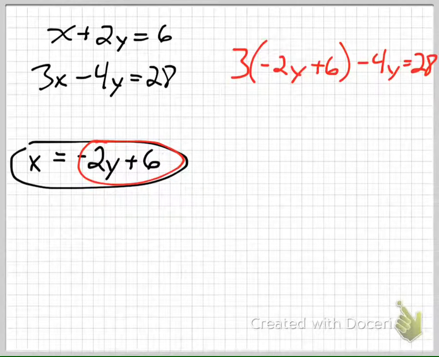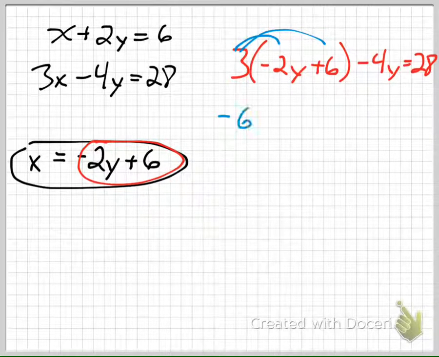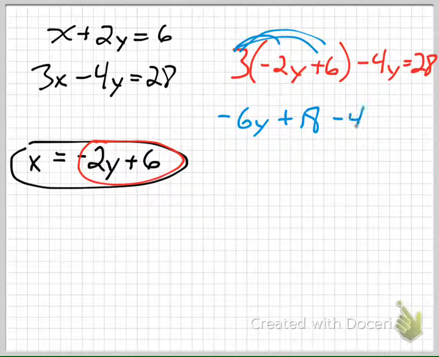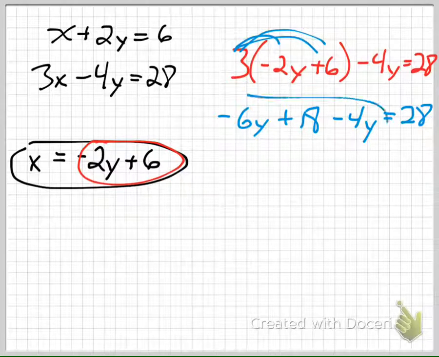Once I've done that, listen, back in chapter 4 we learned how to deal with this. This is a complicated equation, but it's still something that we know how to do. We're going to rainbow. 3 times -2y is -6y. 3 times 6 is +18. Minus 4y equals 28. I have to simplify this.